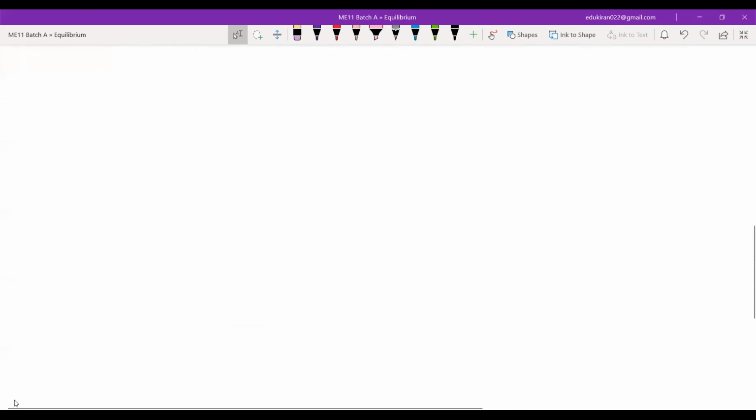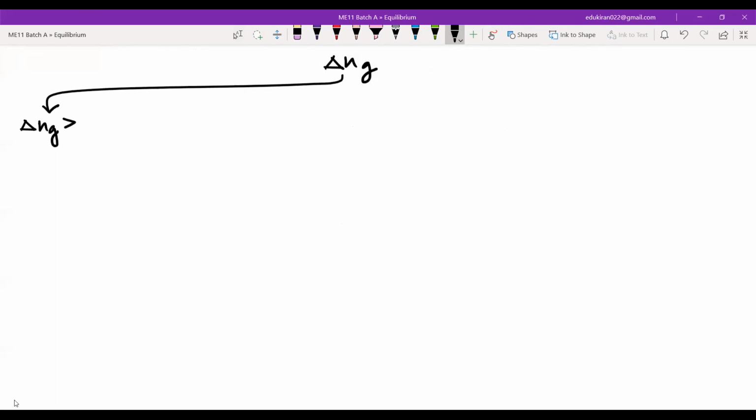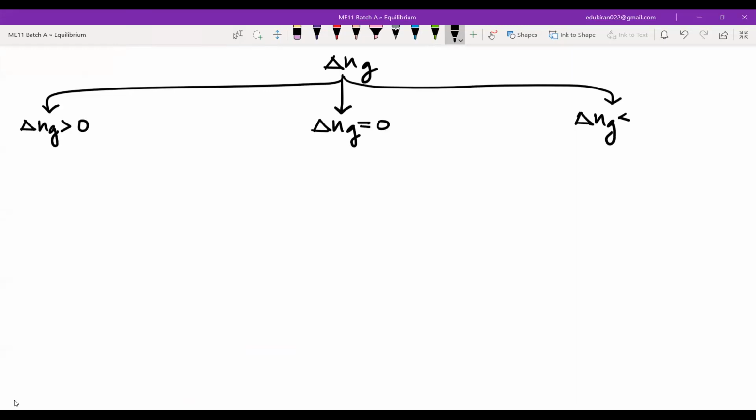Now, we have delta ng, the difference between the number of moles of gases in products and reactants. Please listen, don't write now. So delta ng can be greater than 0, delta ng can be equal to 0, and delta ng can be less than 0.